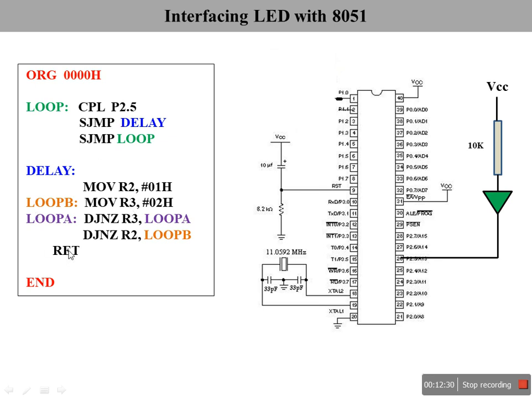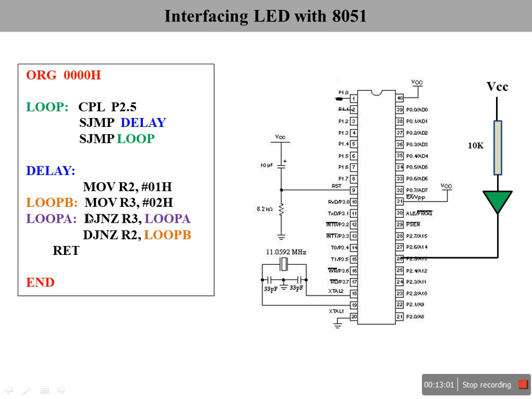Then once the control goes from this delay, again it goes to S jump, short jump to loop, it comes here. So whatever the earlier bit was there, that will be complemented now. If it was earlier 0, now it will be 1, and if it is 1, it will be 0. Since to this pin, I have connected LED, if it is 0, then LED will be on. If it is 1, LED will be off. So this is how I will be toggling this LED between 0 and 1.